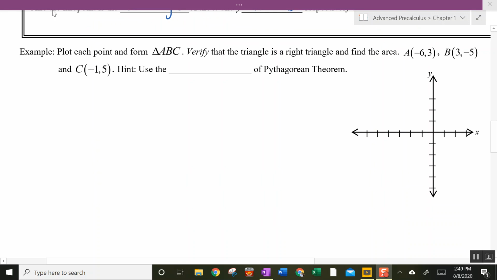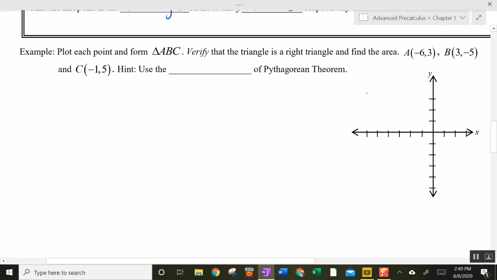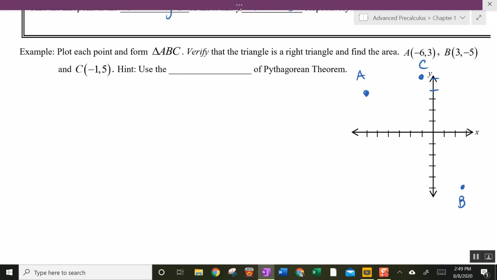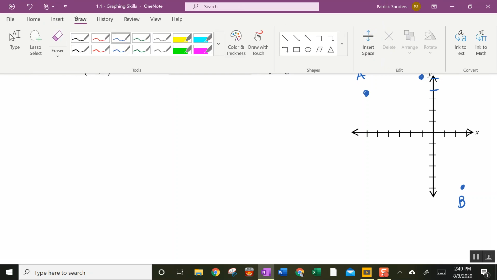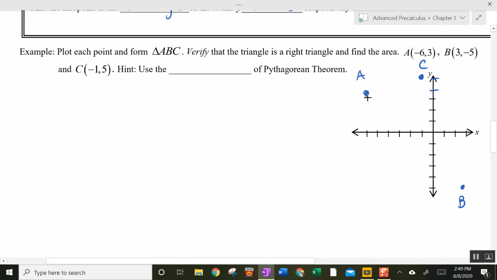All right, the last one on this page is a little bit more complicated. We're going to plot each of these points, point A, B, and C, to form a triangle. Let's go ahead and do that. A is -6, 3. B is 3, -5. And point C is -1, 5. And so we've got a triangle there. And we'll connect these real quick.